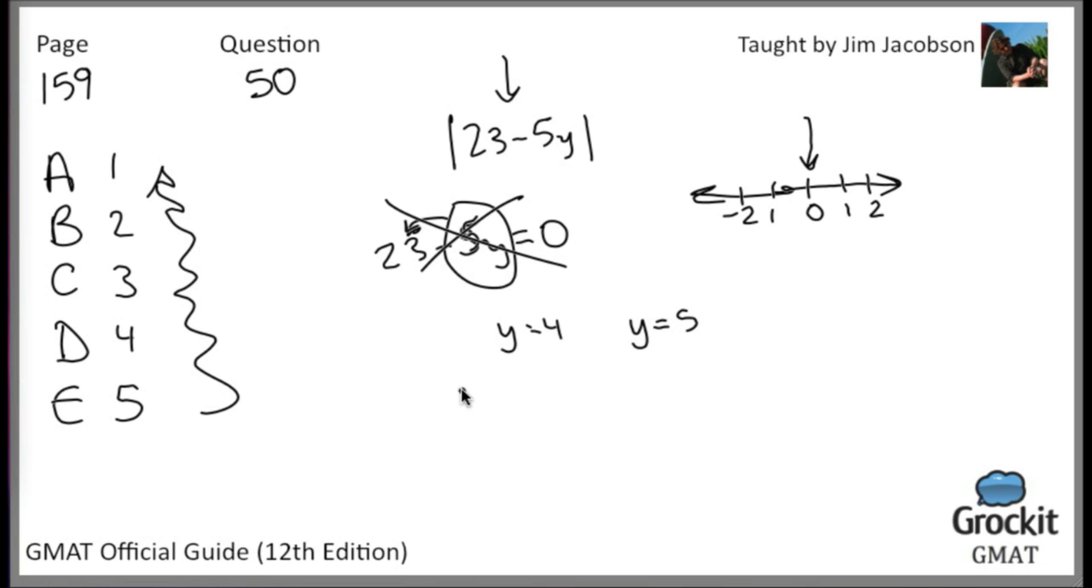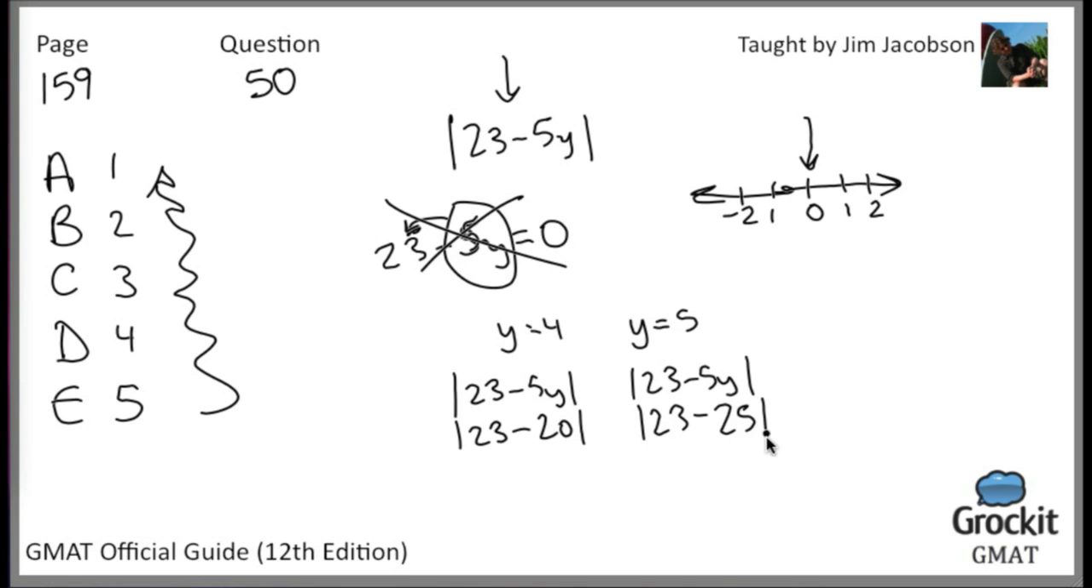So when y equals 4, we get the absolute value of 23 minus 5. Well, it's the same for both of these. I guess I could do both of these right away. We substitute the value in. The absolute value of 23 minus 5 times 4 is 20. This one will be 23 minus 25, because 5 times 5 is 25. 23 minus 20 is the absolute value of 3, which is 3. 23 minus 25 is the absolute value of negative 2.